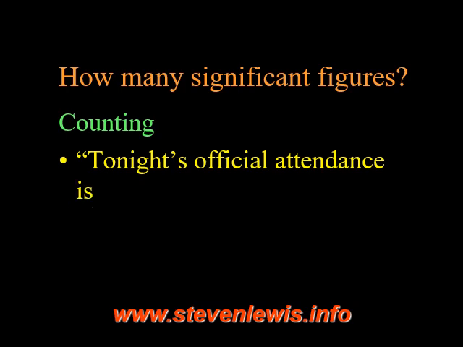Let's say you go to the ballpark and they announce in the 7th inning that tonight's official paid attendance is 38,428. How many significant digits do we have here? We have 5 significant digits. All digits are considered significant because the paid attendance is a counted value.